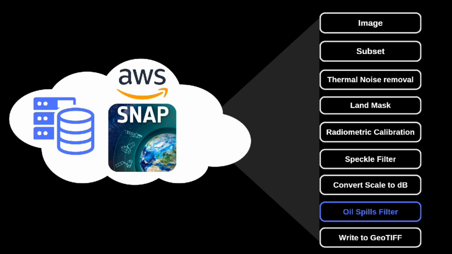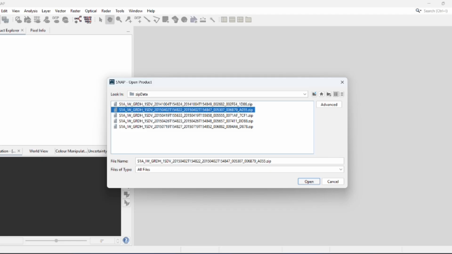Due to the large size of these images, they will be pre-processed in the SNAP tool, which will be on our virtual machine. That will firstly crop the image through its subset feature and then apply various pre-processing steps like removing the thermal noise, land masking, radiometric calibration, and using a speckle filter. Then to enhance the pixel size, we will convert the scale to decibel. After that, we will use the oil spill filter of the SNAP tool and then save that image to a GeoTIFF file so that its geospatial data will be saved.